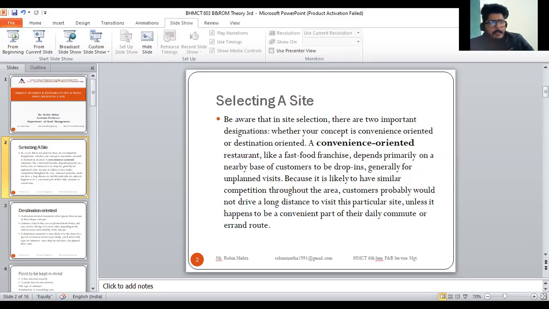Okay, so any confusion guys in these two slides, you can discuss with me. No, sir. Okay guys, I'm launching the first poll for you. You have 1 minute to answer this poll, or you can say answer this question.